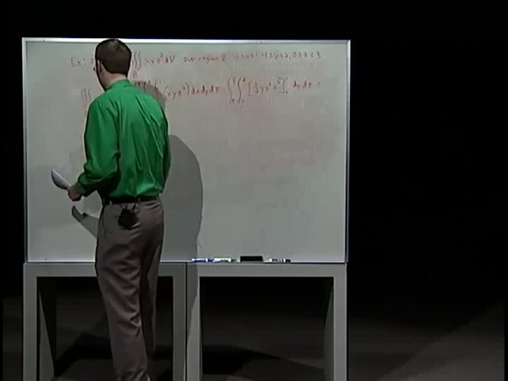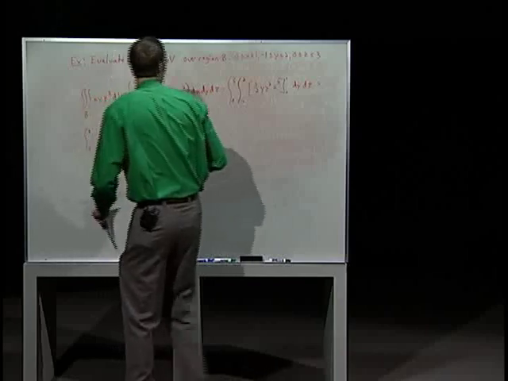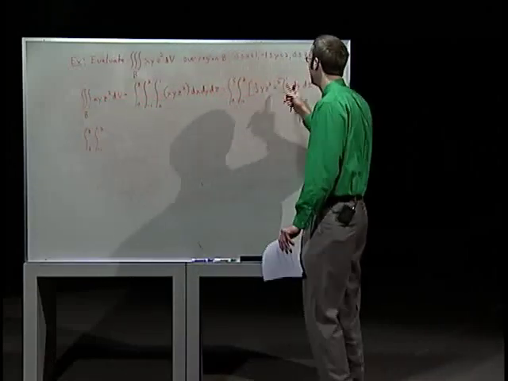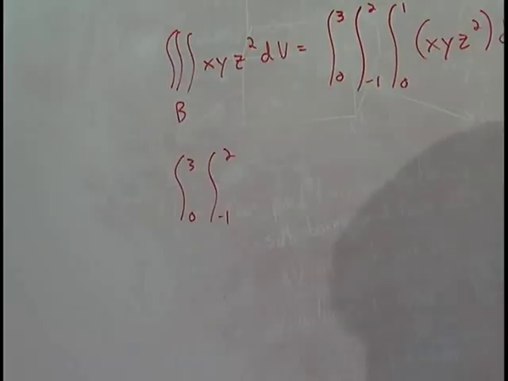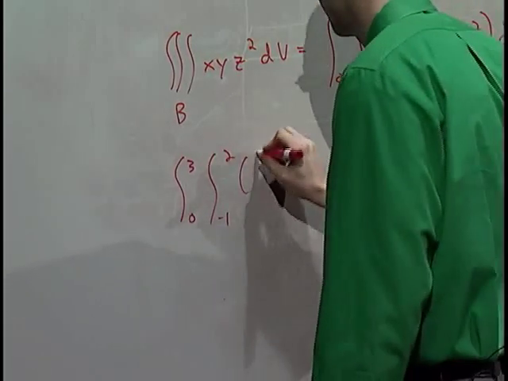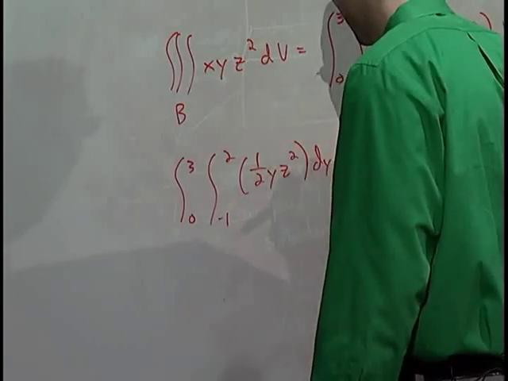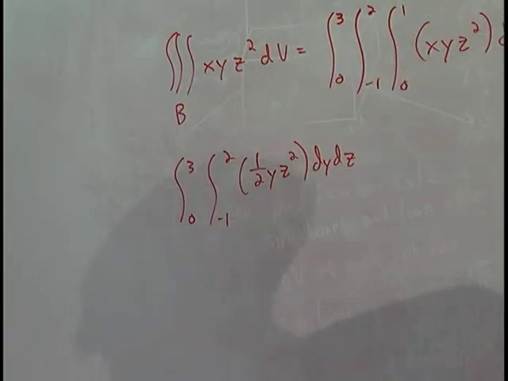So let's see, you've got 0 to 3, you've got -1 to 2. You plug in 1 for x here, you get 1/2 y z squared. This part zeroes out, so your new function is 1/2 y z squared dy dz. Right? Okay.